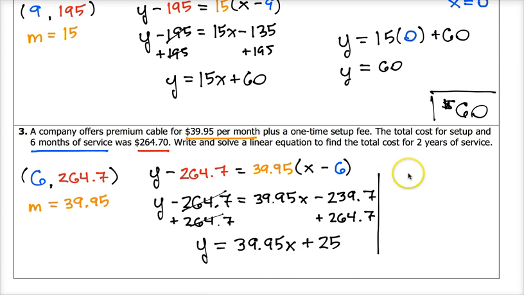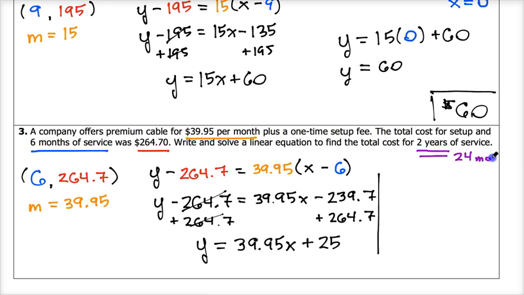So now, taking a look at the second part of the problem, it asks us to find the total cost for 2 years of service. So it's giving us the time here, it's giving us the x value. You have to be really careful though for this problem and look at your labels. We were measuring x here in months, okay? We use 6 months here and the rate is $39.95 per month. So here we need to actually convert this 2 years into months so that we have the same unit throughout the problem. 2 years, we know there's 12 months in a year, so really this is 24 months. Okay, 2 years is equivalent to 24 months.